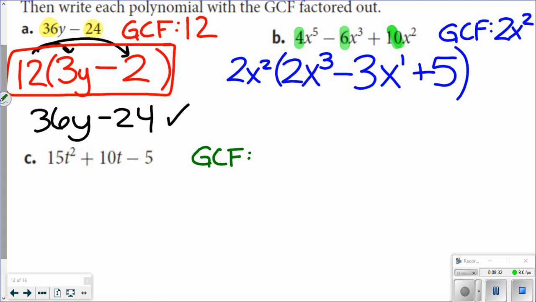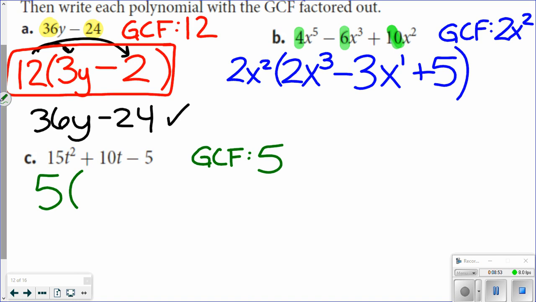Question C, the GCF of 15, 10, and 5. That would be 5. Do they all share a variable or a letter? No, they do not all have a t, so I cannot pull out a t, and I need to leave my t's alone exactly where they're at.